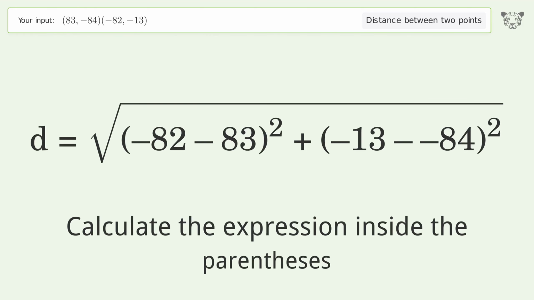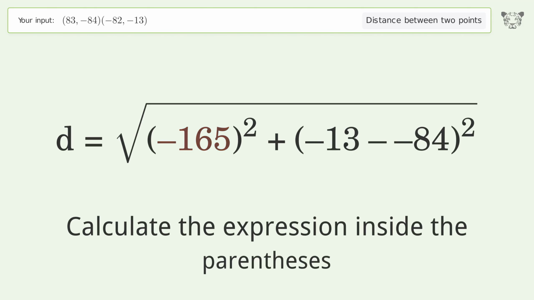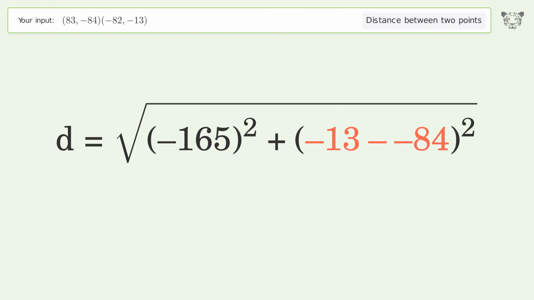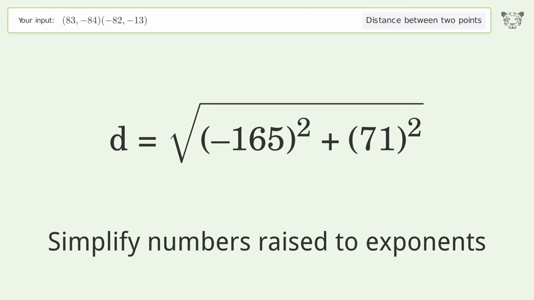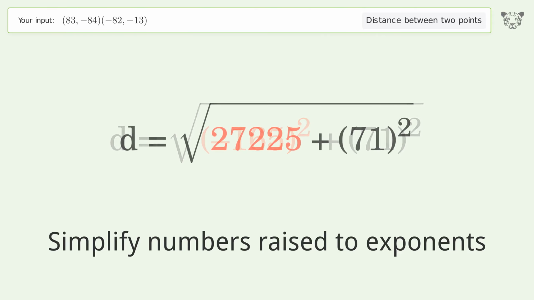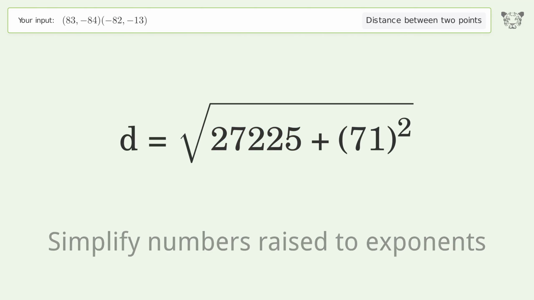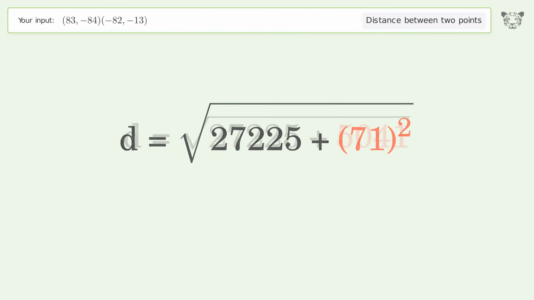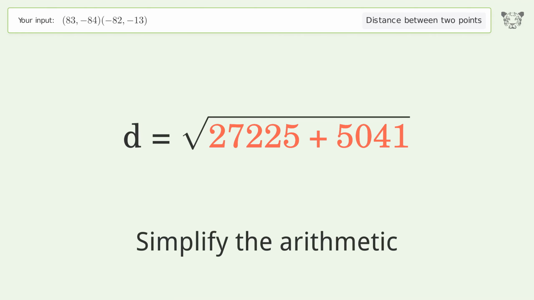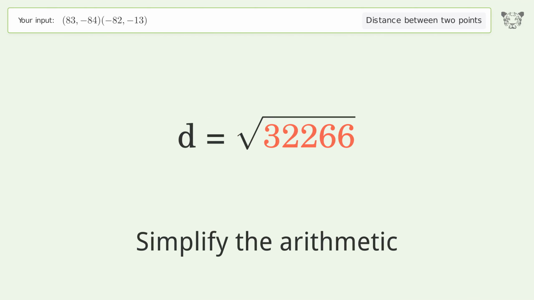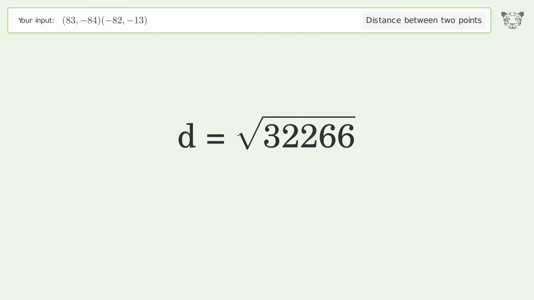Calculate the expression inside the parentheses. Simplify numbers raised to exponents. Simplify the arithmetic. And so the distance between the 2 points is the square root of 32,266, or 179.627.